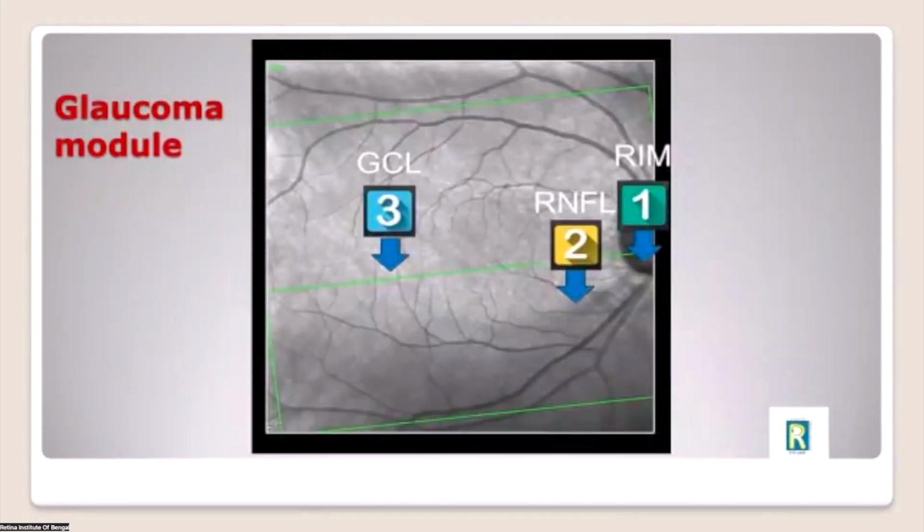Now this is the most important thing of this machine, that is the glaucoma module. It's a separate glaucoma module that asks us to look into 3 areas. You can see the rim area, which is one, the optic nerve head area. Then you can see the RNFL area, which is inferior RNFL, and then comes the ganglion cell complex area, which is area 3. This is how Spectralis guides us to go into the diagnosis.